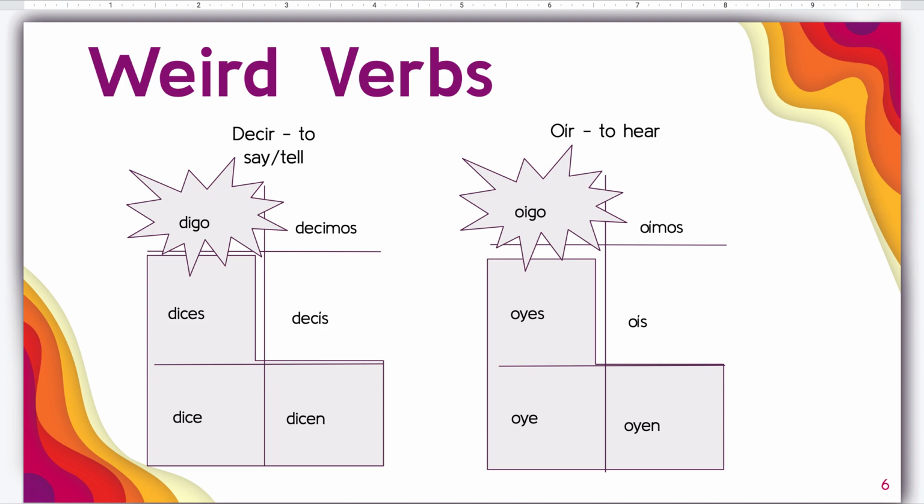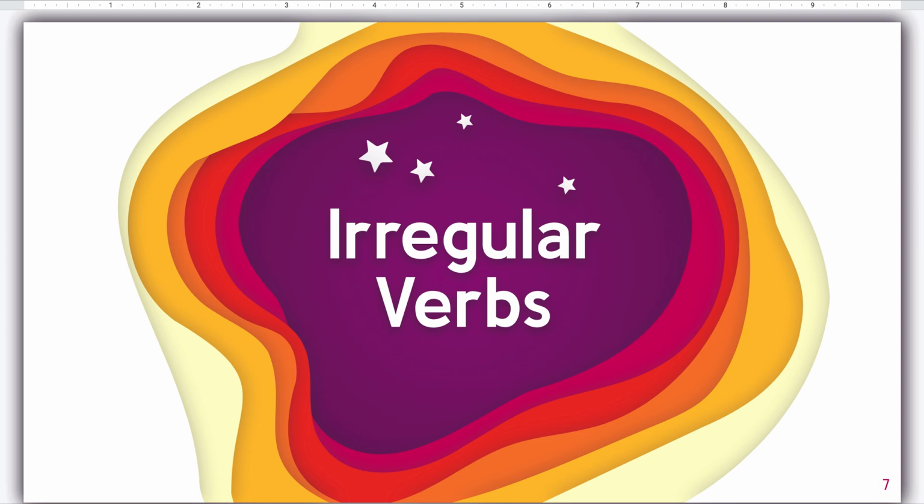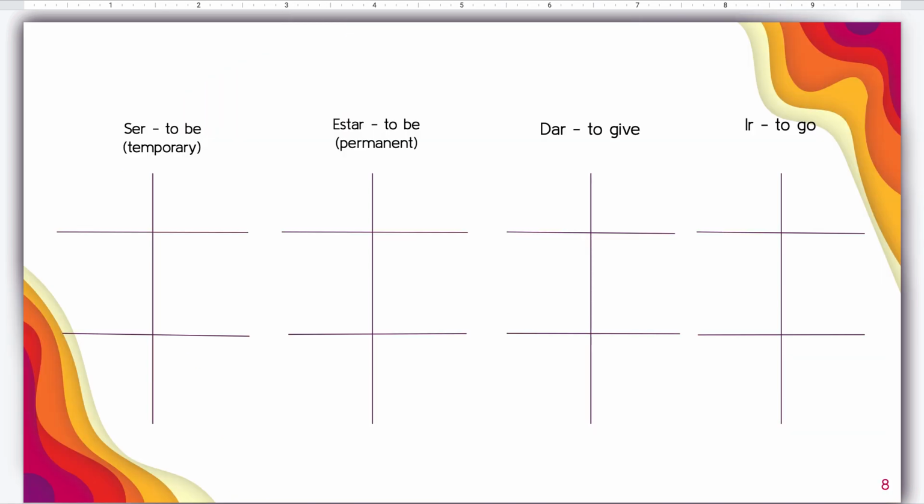Okay, so those are all the go verbs. So what I'm going to do now is just go over the irregular verbs. I'm leaving the ZCO verbs for last because they're the easiest to do. Once you know how to do one ZCO verb, you can do all of them. Okay, so irregular verbs, you might know some of these.